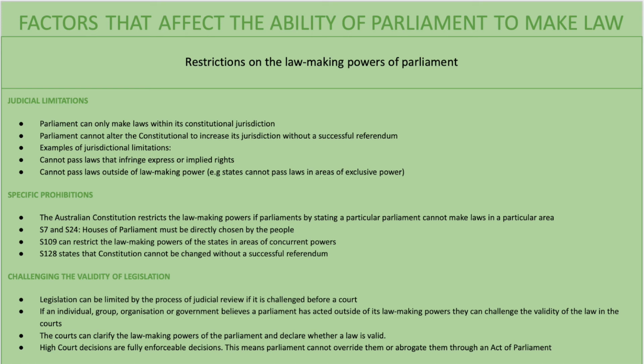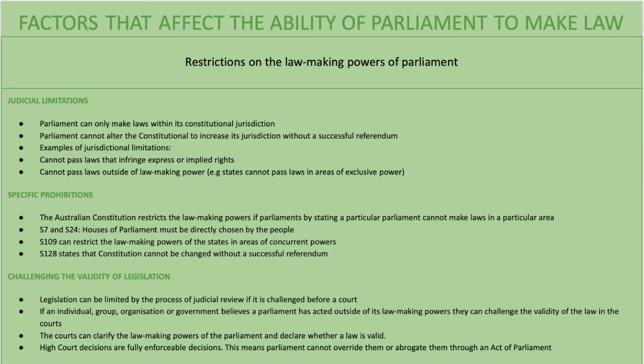Looking at judicial limitations, Parliament can only make laws within its constitutional jurisdiction. Parliament cannot alter the Constitution to increase its jurisdiction without a successful referendum. Examples of jurisdictional limitations include that the Parliament cannot pass laws that infringe express or implied rights, or pass laws outside of their lawmaking power.